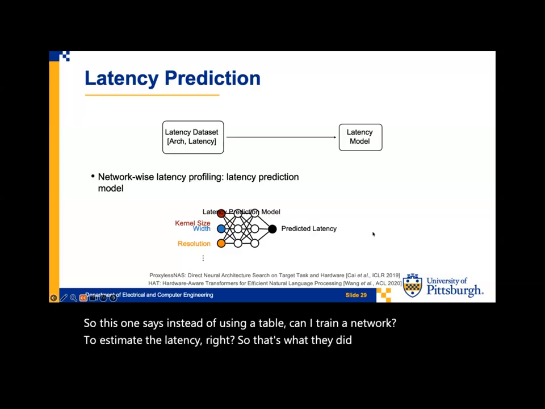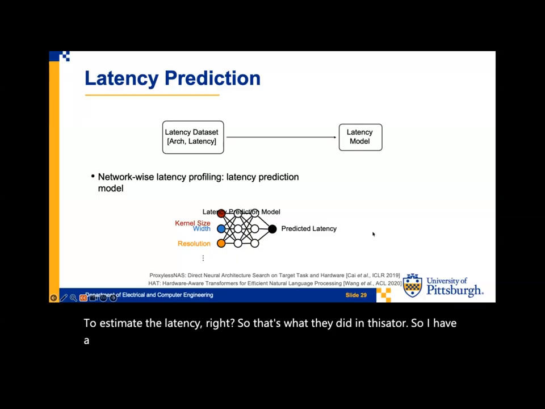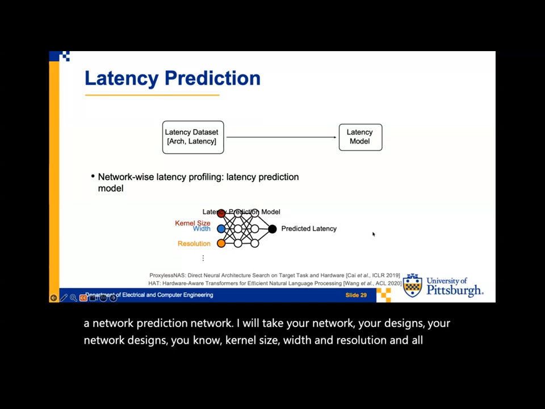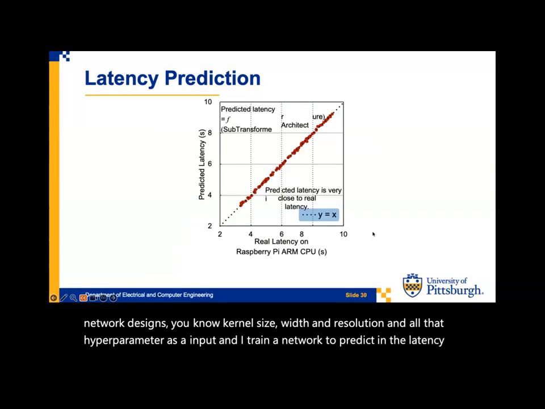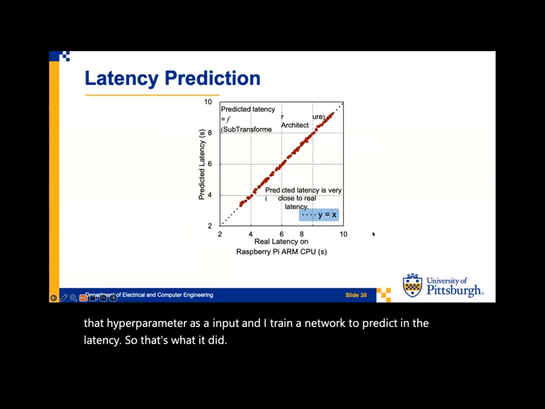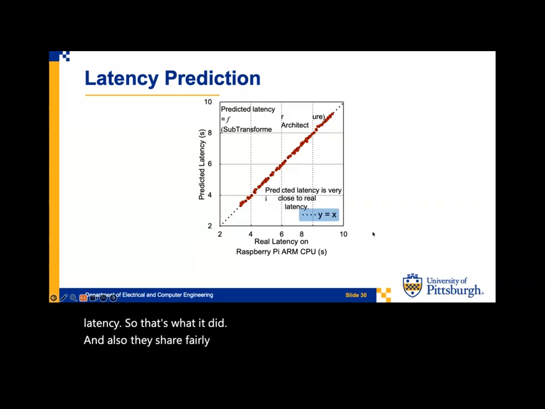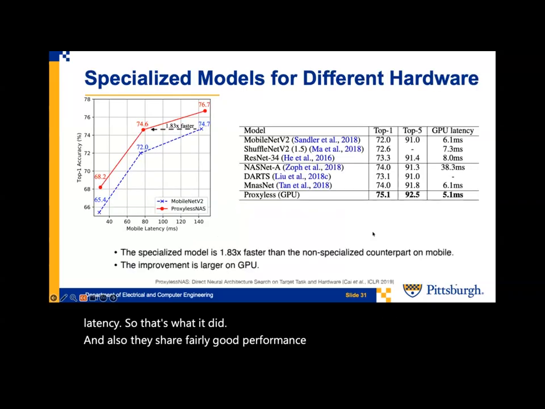So I have a prediction network. I will take your network designs, kernel size, width, and resolution, and all those hyperparameters as input, and I train a network to predict the latency. That's what they did. And they also show fairly good performance on this prediction model.